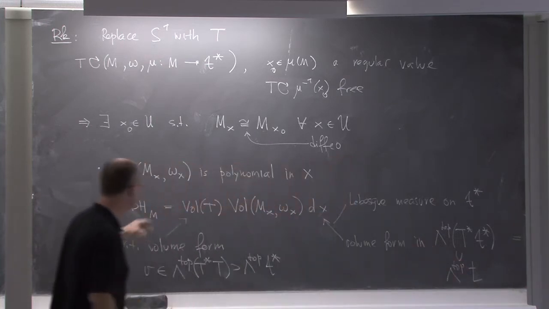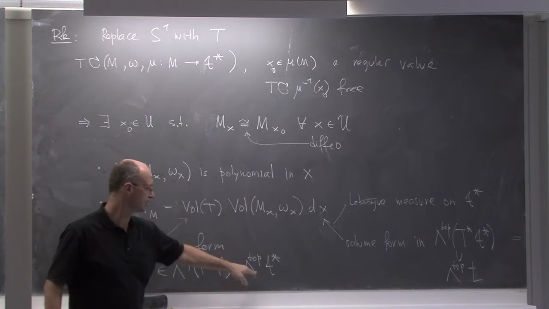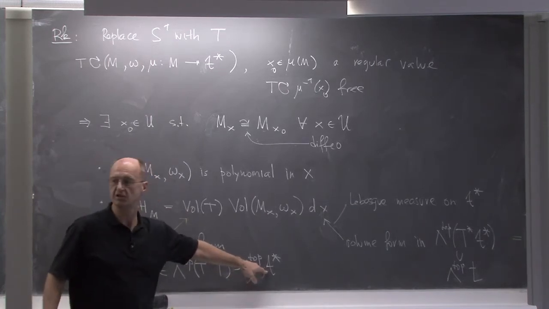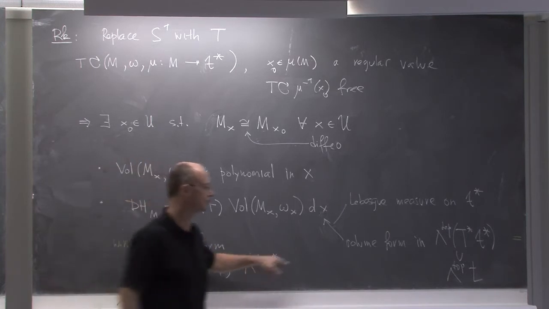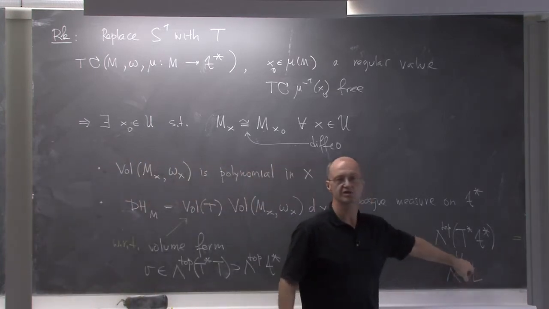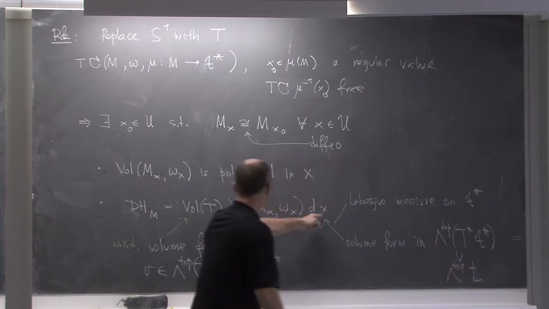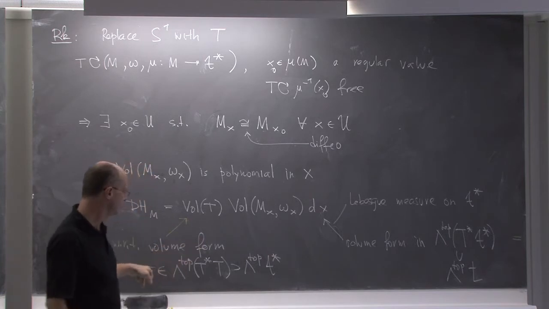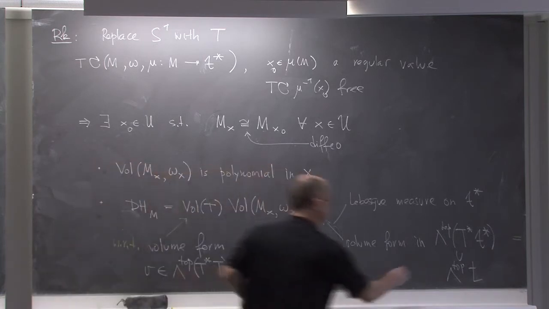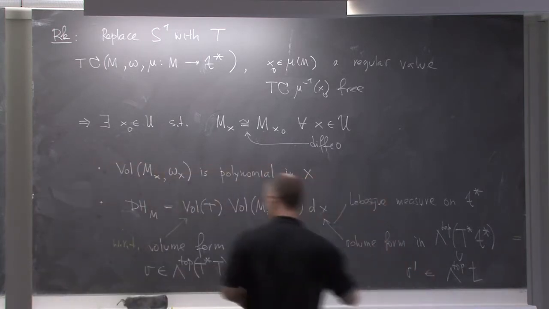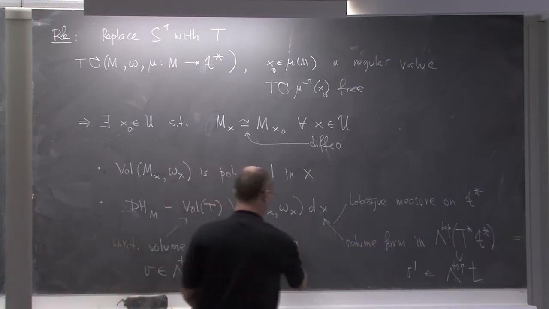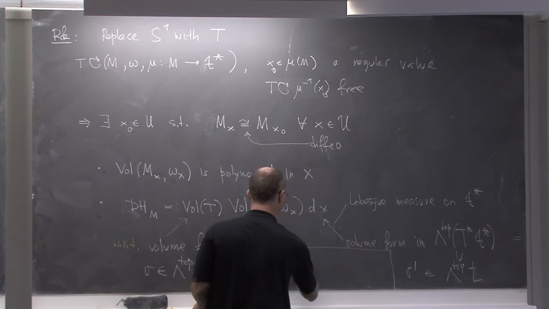So you see here you need to make a choice of a top degree form in the wedge product of T star, and here you need to make a choice of a top degree form in the wedge product of T. Now these choices, you should coordinate them such that the volume that you choose here is dual to the volume that you choose there.